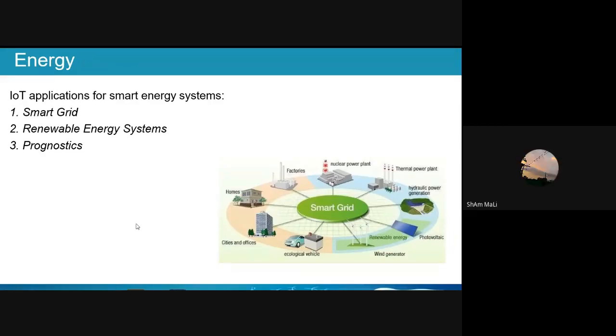Yes, sir. Okay. So next application domain is energy. Smart grids are used in energy, which you can see in the figure. The example like homes, cities and offices, ecological vehicles, where we are going for electric vehicles right now, right? So such centers can connect to smart grids, factories, nuclear power plants, thermal power plants, hydraulic generation, solar photovoltaic generation, renewable energy, wind generators. So all these can be connected to the smart grid.